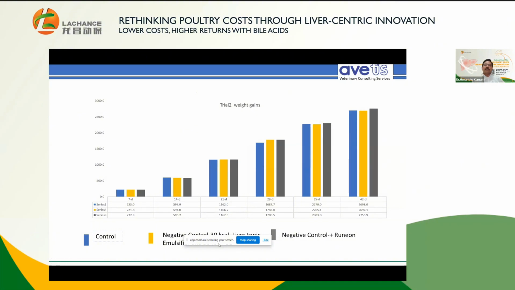In this other trial, the negative control had 30 kilocalories of energy reduced. Then the liver tonic was also replaced, meaning in the last one, the black one. And the yellow one is 30 kilocalories of energy reduced, but the liver tonic, emulsifier, and 50% of the choline chloride were still there in the formulation. The third one was the negative control with Runion, where nothing else was there, meaning no liver tonic, emulsifier, or choline chloride. Still, the performance was much better than the other groups, the control and the negative control group with liver tonic and emulsifier. This indicates that the product not only performs well in terms of performance and ROI, it balances performance as well as reduces the feed cost.